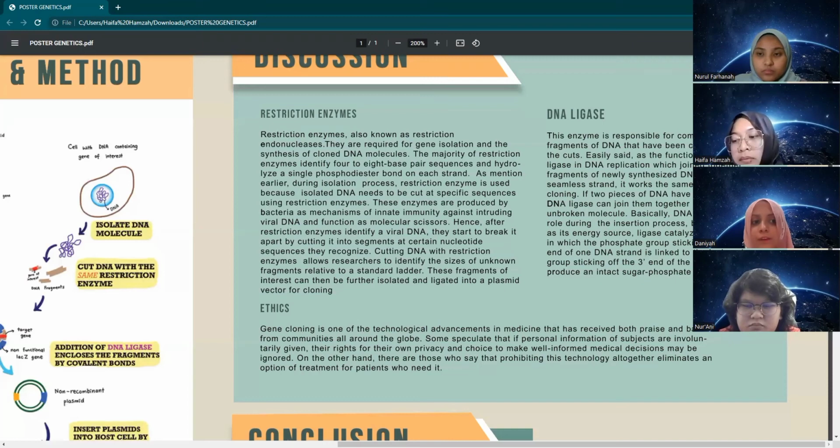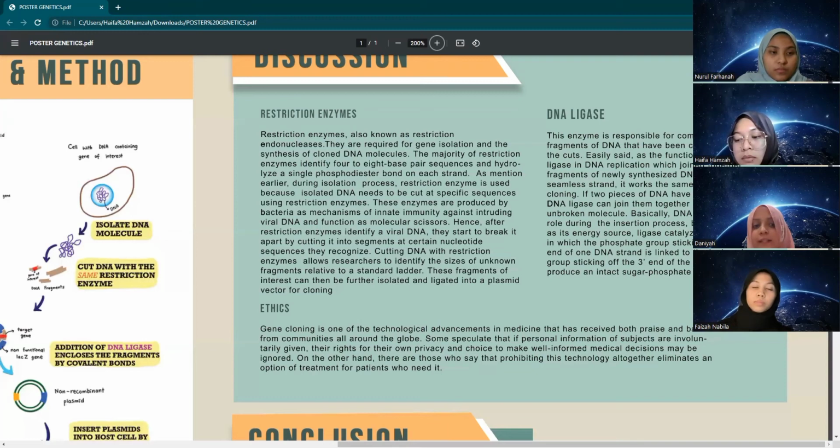After that, now I'll be talking about the ethics discussion. So gene cloning is one of the technological advancements in medicine that has received both praise and backlash from communities all around the globe. Some speculate that if personal information of subjects is involuntarily given, their rights to their own privacy and choice to make well-informed medical decisions may be ignored. If this technology is used to treat diseases in embryos, some argue that this violates the rights of early-stage embryos. Others, however, argue that banning this technology violates the rights of those who benefit from this treatment.